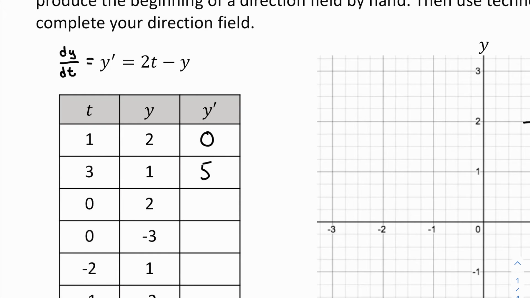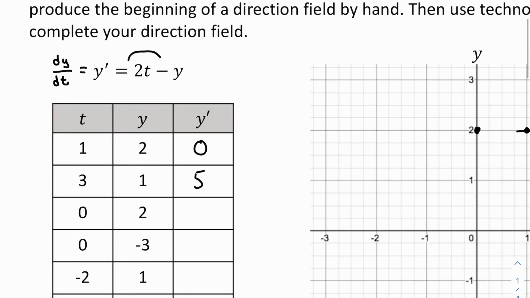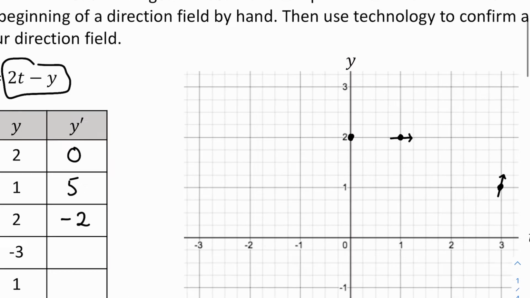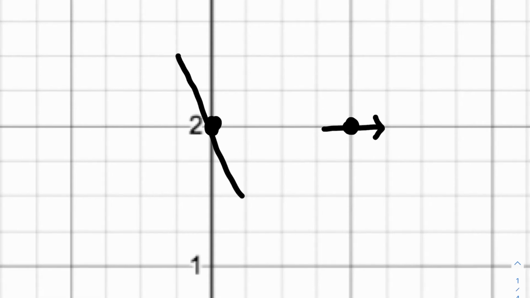Okay, next point, (0, 2). (0, 2) is right here. Plug in 0 and plug in 2 into this differential equation. t equals 0, y equals 2, we wind up getting -2 for y prime. So we expect any solution that's going to pass through (0, 2) to have a slope of -2. So I draw a little line segment that has slope -2, and then I'm going to just shrink it a little bit.